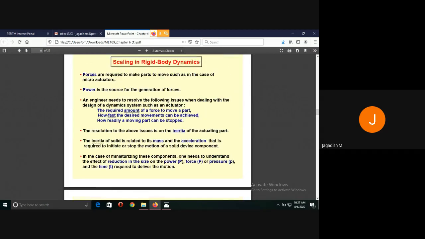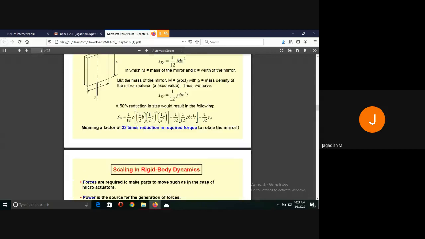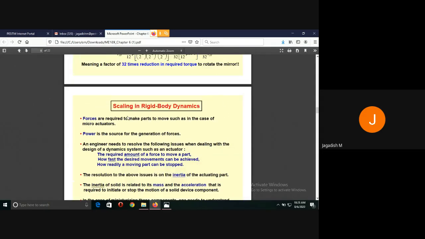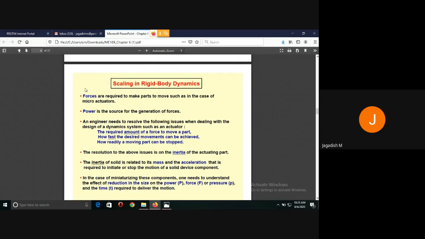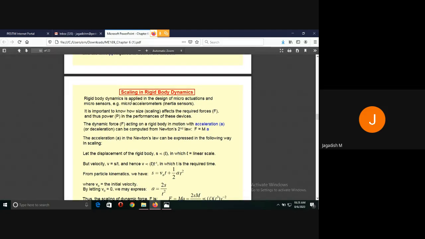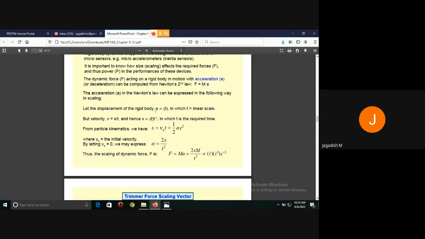Okay, we'll have a quick look at that. In the previous session, we studied scaling in geometry. Now, scaling in rigid body dynamics. Here, you should know about the terms forces, power, inertia, mass, acceleration and pressure. These are the basic understandings that we obtain from physics.